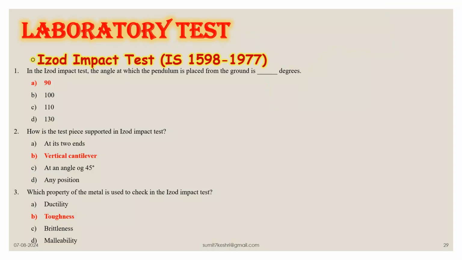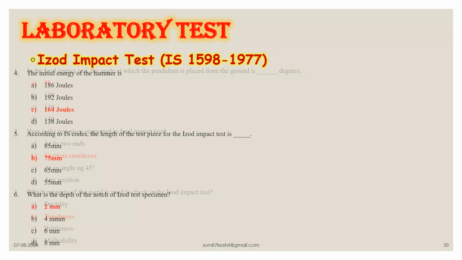So in the first question, in the Izod impact test, the angle at which the pendulum is placed from the ground. So we read that in the Izod test, the pendulum is placed at an angle of 90 degrees from the horizontal. And also in the Izod impact test, the test specimen is kept in a vertical cantilever. And by this impact test, we can know the toughness of the material. So go through all these questions. I hope you will be able to answer all these questions.